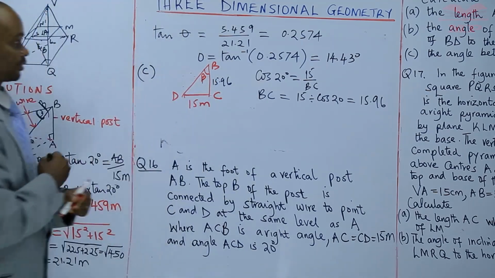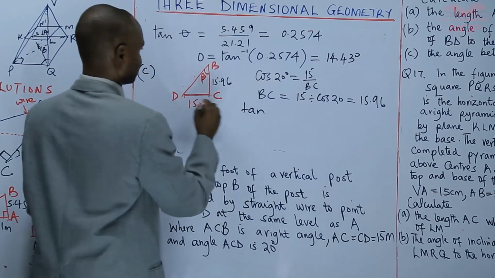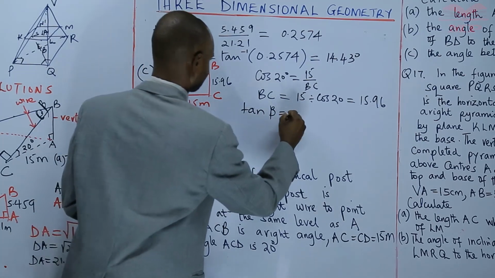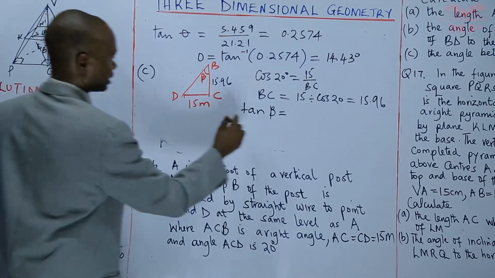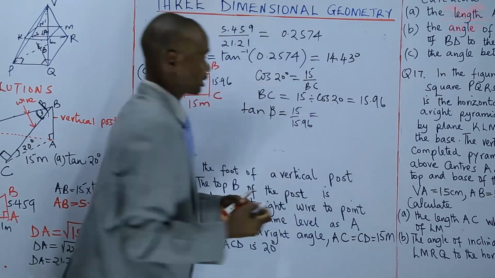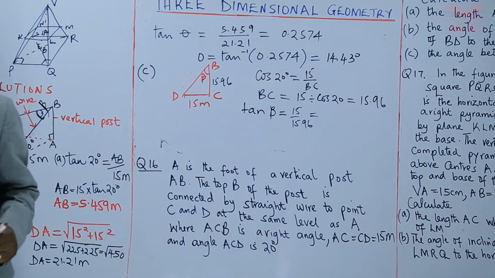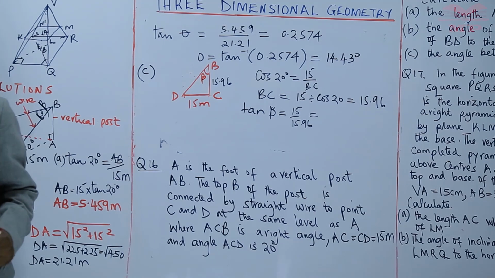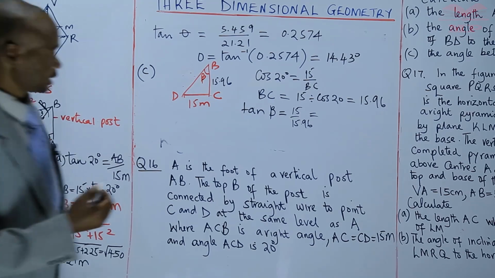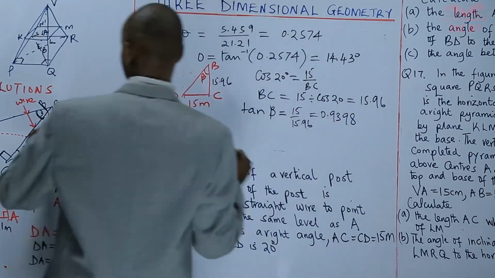So they want that angle. So we'll say tan beta is equal to opposite over adjacent. So that is 15 divided by 15.96. The calculator here is of utmost importance. 15 divided by 15.96 gives you 0.9398.